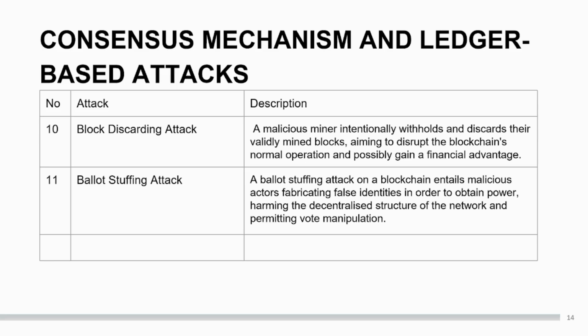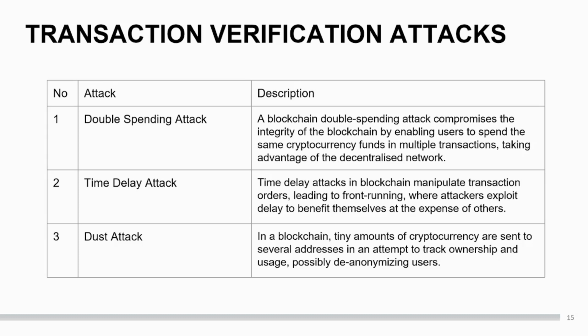Sybil attack on a blockchain entails malicious actors fabricating false identities in order to obtain power, harming the decentralized structure of the network and permitting vote manipulation. Next is the transaction verification attack, the double spending attack. A blockchain double spending attack compromises the integrity of the blockchain by enabling users to spend the same currency in multiple transactions.